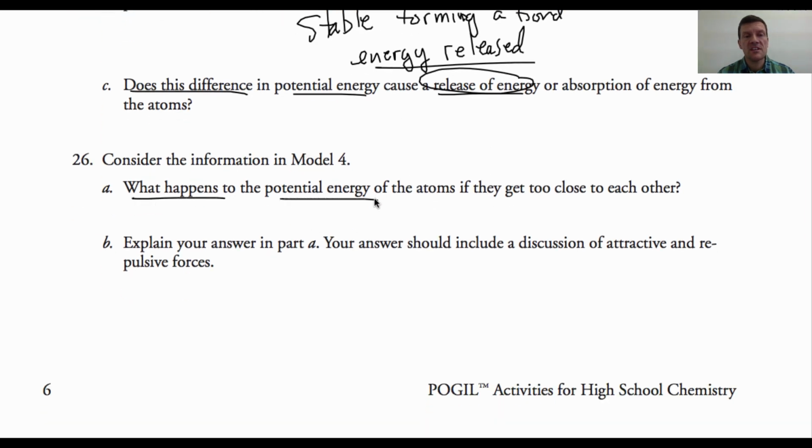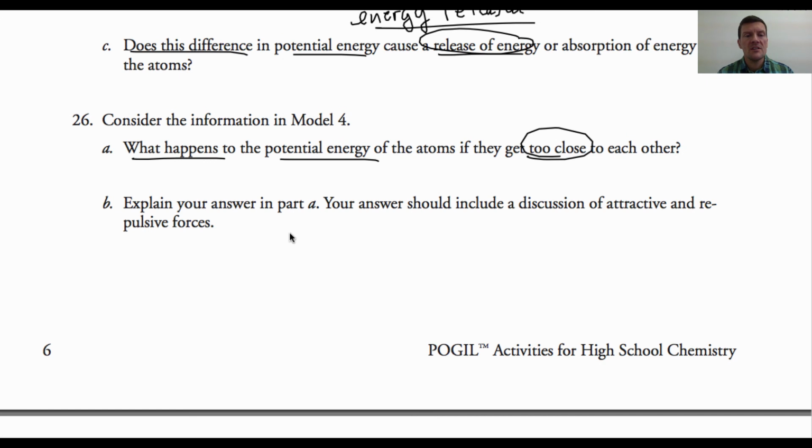What happens to the potential energy of the atoms if they get too close? Just mentioned that. If you get too close together, then you've got repulsive forces taking over, and it takes too much energy to try to keep them that close, and they're going to back up a little bit. Okay? So you don't want to push them too close together, otherwise that's going to be having protons push against protons and repel the two atoms. Okay? You have repelling protons.